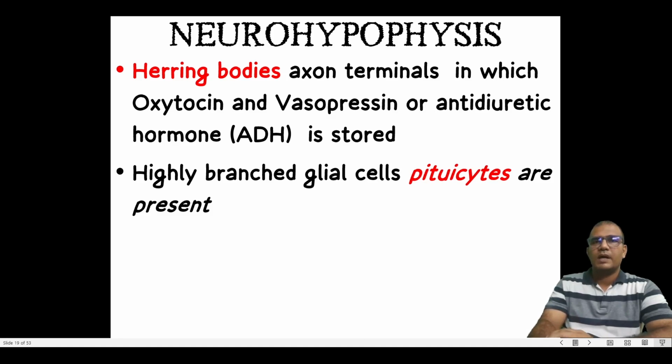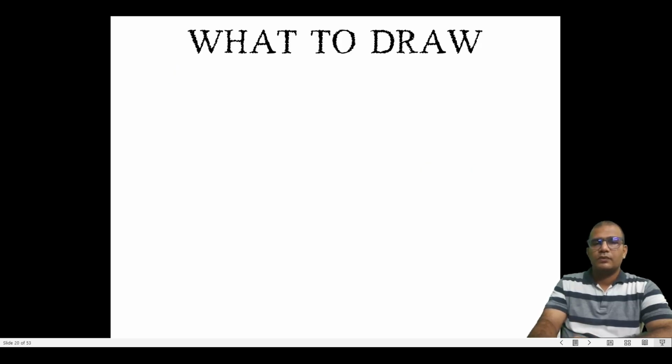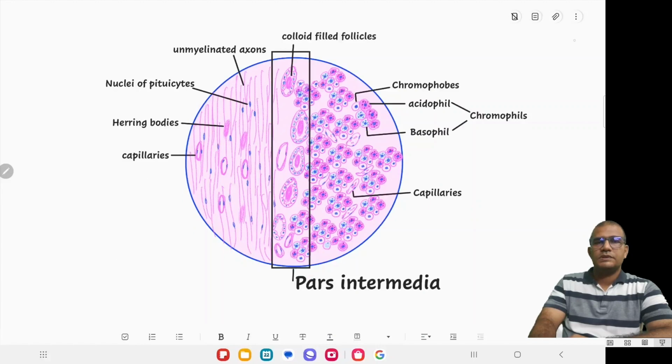These are branched glial cells, and where they are present in the neurohypophysis. So what to draw? We have to draw a diagram of the pituitary gland. Let us see how to draw the diagram. So this is the diagram you have to draw. Now we will discuss how to draw this diagram.